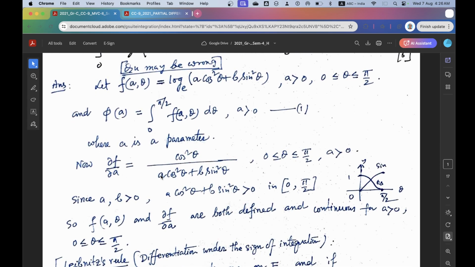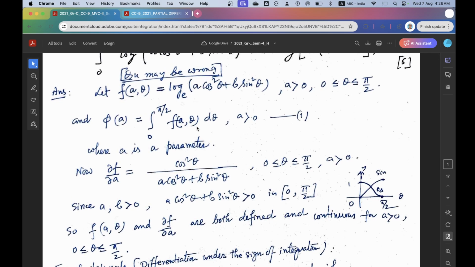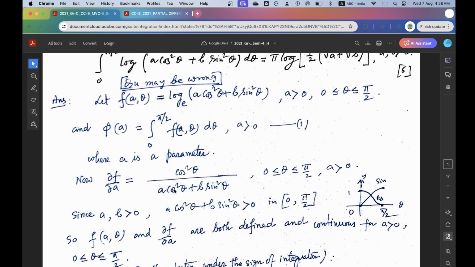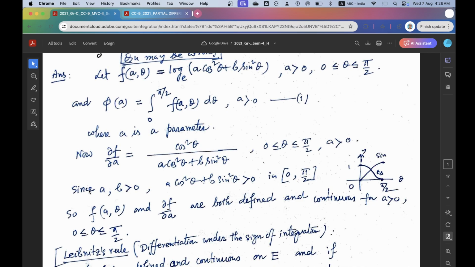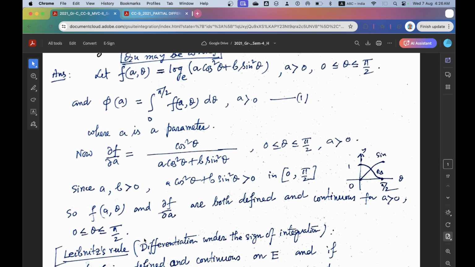Now del f by del a equals cos square theta divided by (a cos square theta plus b sin square theta), 0 less than or equal to theta less than or equal to pi by 2, a greater than 0. Since a and b are both greater than 0, a cos square theta plus b sin square theta is greater than 0 in this closed interval 0 to pi by 2. So f(a, theta) and del f by del a are both defined and continuous for a greater than 0 in the closed interval 0 to pi by 2.